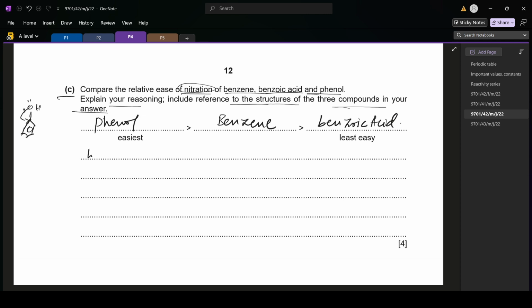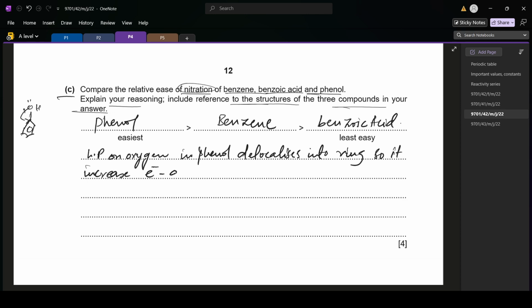So you can write: lone pair on oxygen in phenol delocalizes into the ring, so it increases the electron density of the ring. So it attracts electrophile better.